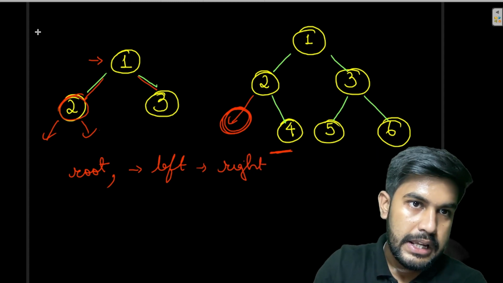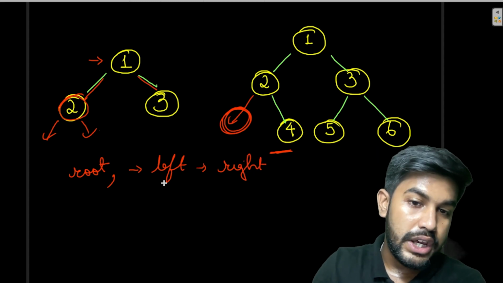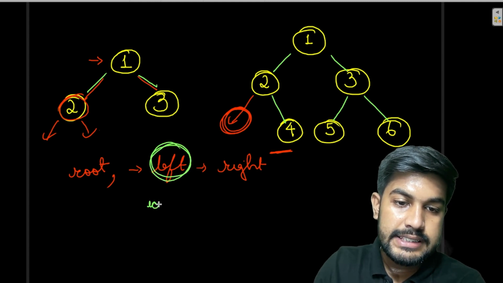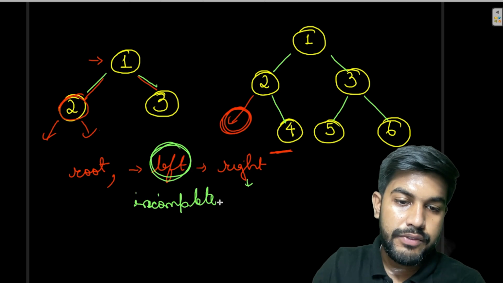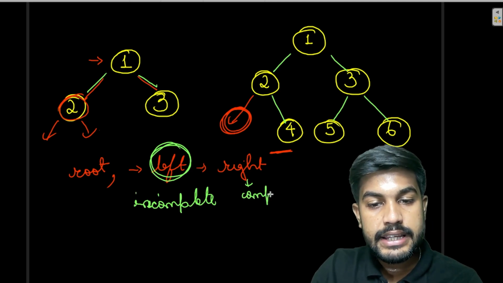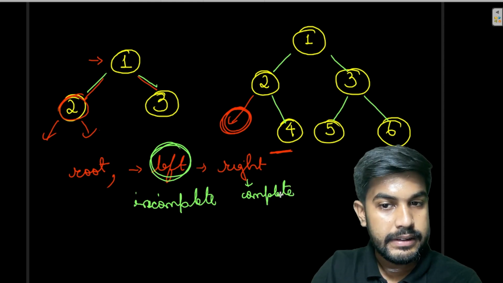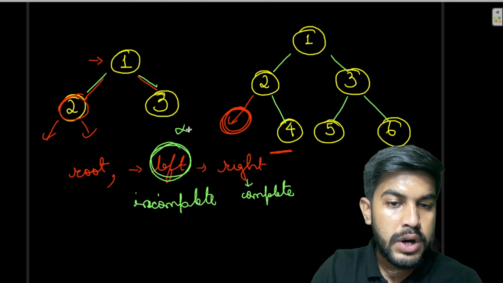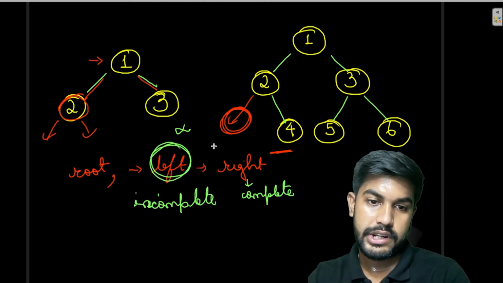I can say that, but what I can say more is that if the left hand side is incomplete but the right hand side is complete, then we can say that this is not a complete binary tree.